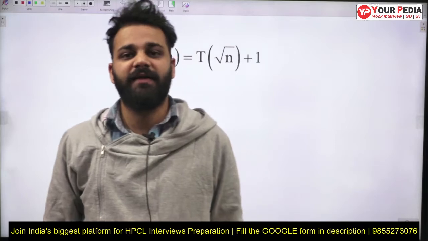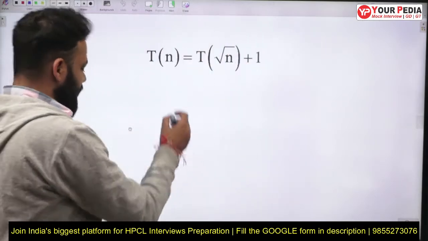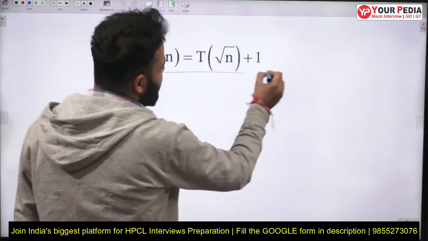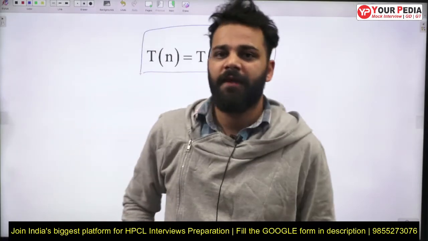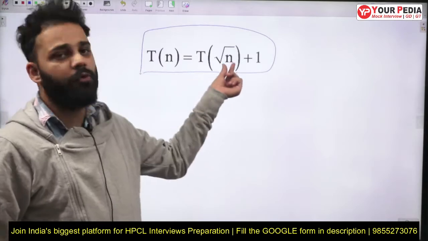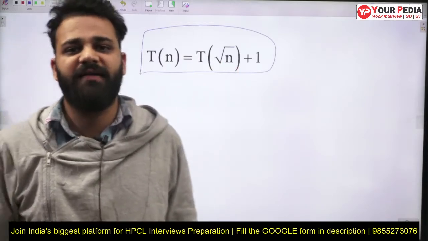So today we will be discussing a question asked in the HPCL interview. The question that was asked is, you have to solve this recurrence relation T of n is equal to T of root n plus n. Now as you can see, there is a root n function inside the T. So you cannot apply the master theorem.